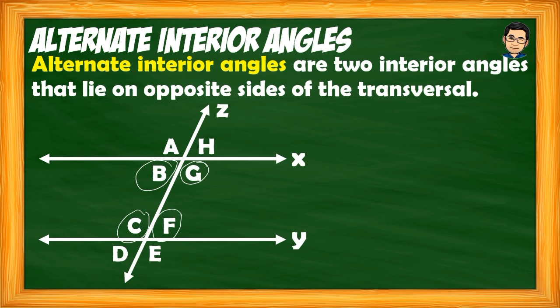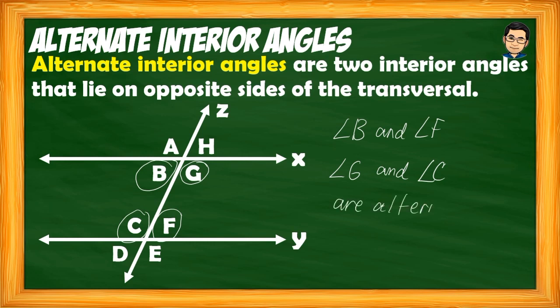Okay. So, ano masasabi po natin sa sukat ng alternate interior angles? So, congruent po sila lagi. Okay. So, sulat natin angle B and angle F, angle G, and angle C are alternate interior angles. So, hindi po yung katabi niya ang kanyang kapartner.